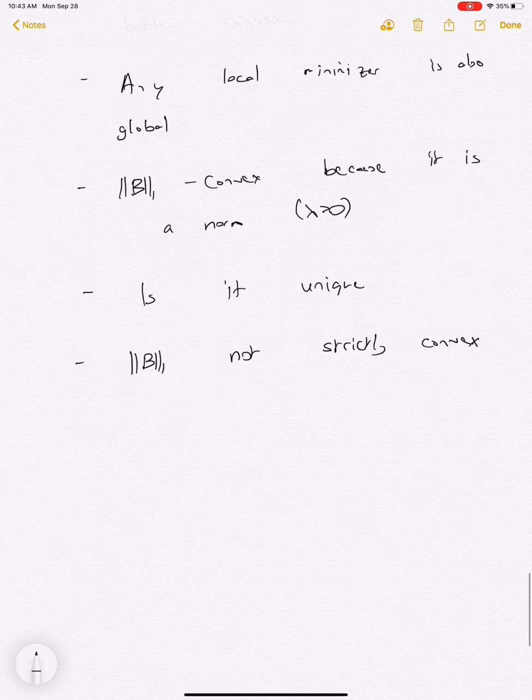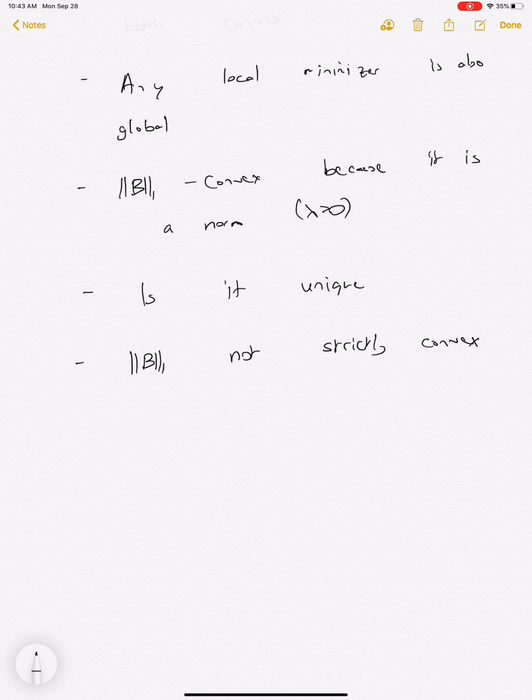So the norm of B1 is not strictly convex. And remember, for ridge regression, we had that the norm of B squared was strictly convex because if you took its double derivative, it was positive. This is not strictly convex in any sense because, well, it's not even differentiable. We'll talk about that shortly.